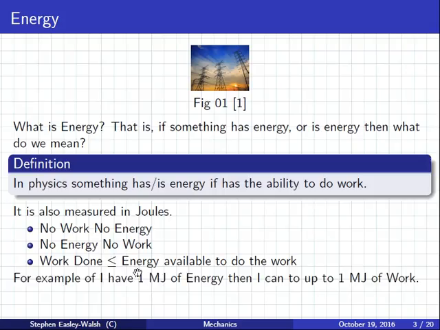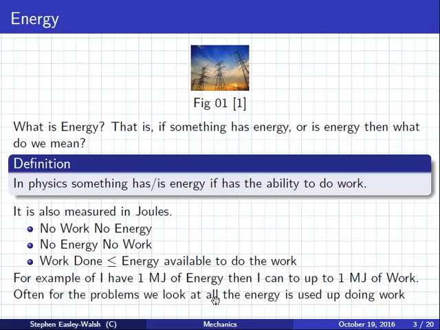Now, for example, if I have 1 megajoule of energy, then I can do up to 1 megajoule of work, but I cannot do more than 1 megajoule of work. Often, in the problems we look at, all the energy is used doing the work. So usually when we look at a problem in physics, all of the energy available is used to do the work. This means that often I use work and energy as the same thing. So if you switch between using the word work and energy, normally that's okay, but not always. You understand?